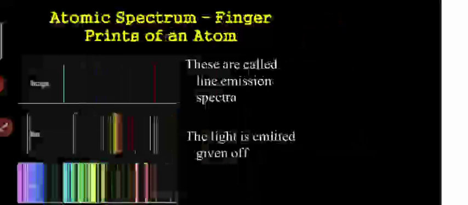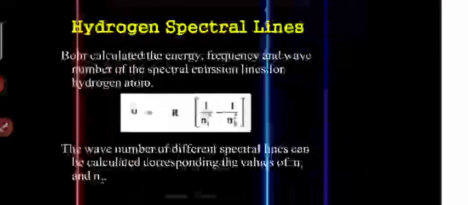These are the line emission spectra of hydrogen, then this is neon, and this one is iron. So the light is emitted from these gases or elements, hydrogen, neon and iron. For the hydrogen spectral lines, we have already seen the formula, where Bohr calculated the energy, frequency, wave numbers, and spectral emission lines of a hydrogen atom.